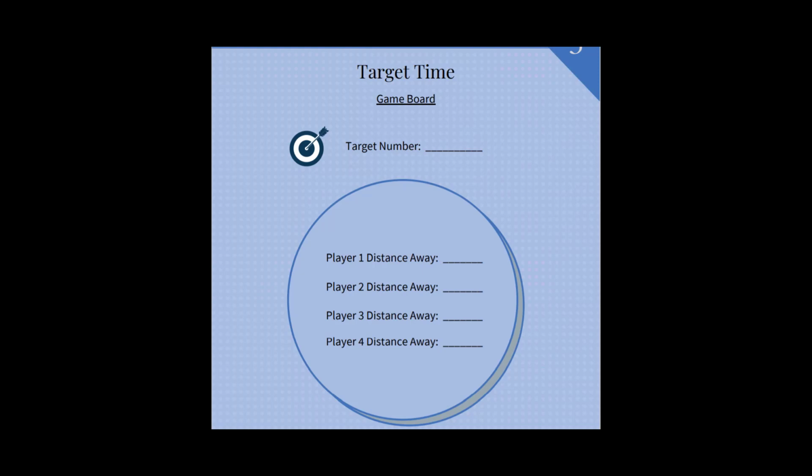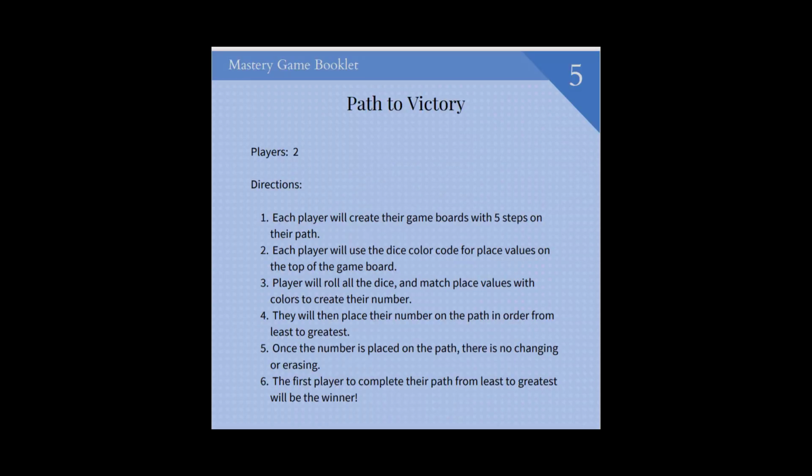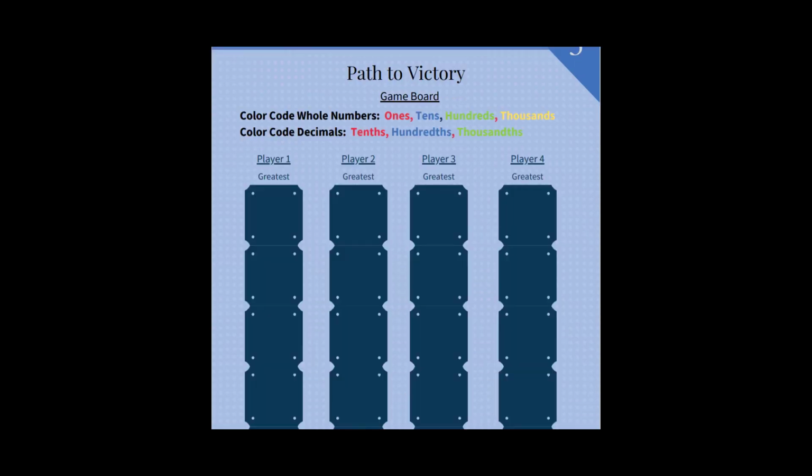All right, so let's go on to our, I think we're down to our final game. All right, so this game is called Path to Victory. It's for 2 players, okay? And each player is going to create their own game board with 5 steps on their path. So let me go ahead and show you what that game board looks like.